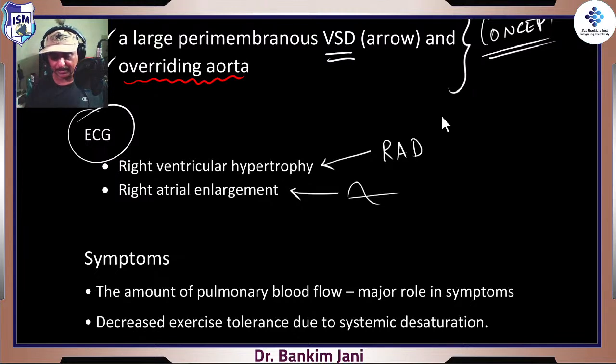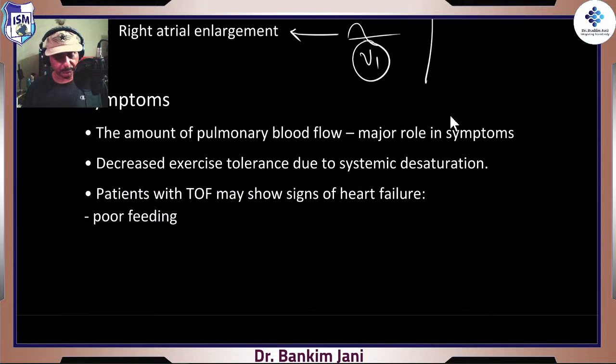And this is classically seen in V1, because V1 is watching it straight. Done. So these are the indirect signs. How would the patient really come? Symptoms, the amount of pulmonary blood flow will play a major role. Very, very important thing. It depends upon how much is the stenosis, right?